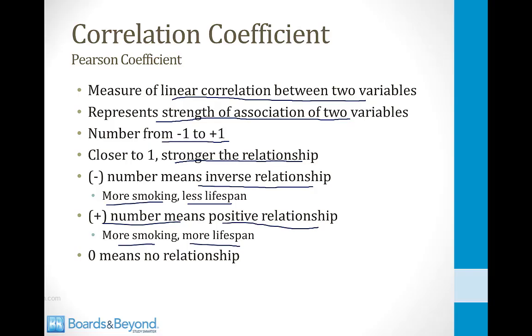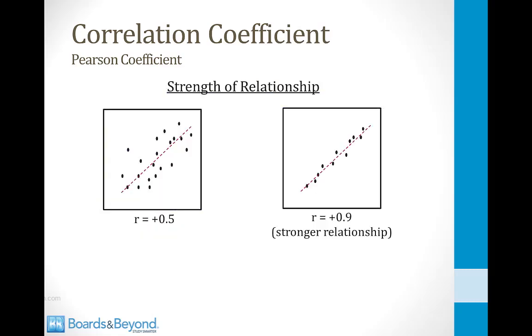If the correlation coefficient is 0, it means there's no relationship. And the closer the number is to 0, the weaker the relationship between the variables. So let's look at some graphical examples of the strength of the relationship.